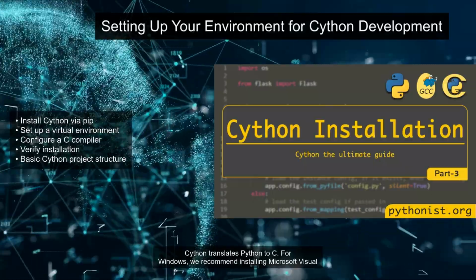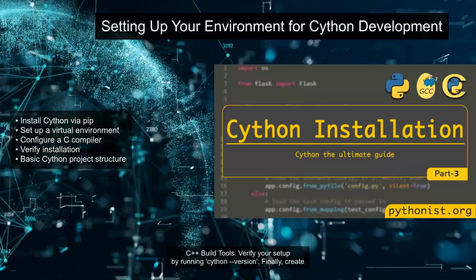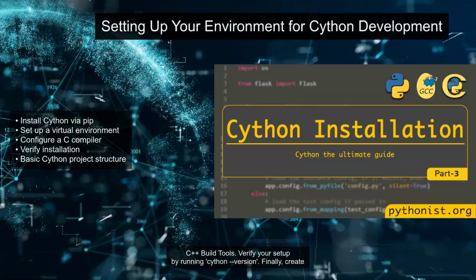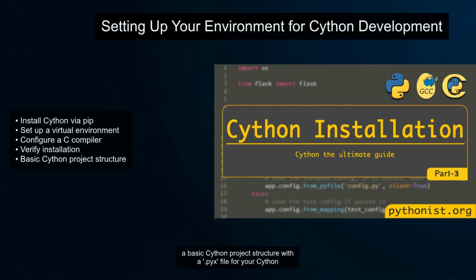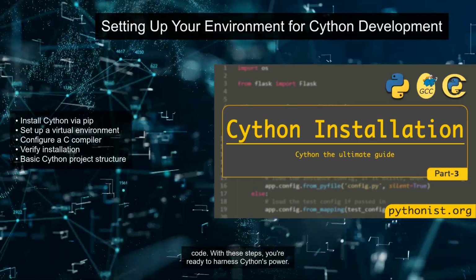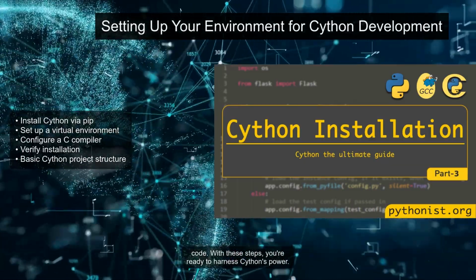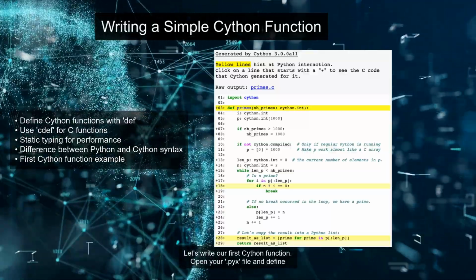As Cython translates Python to C, for Windows we recommend installing Microsoft Visual C++ Build Tools. Verify your setup by running cython --version. Finally, create a basic Cython project structure with a .pyx file for your Cython code. With these steps, you're ready to harness Cython's power. Let's write our first Cython function.